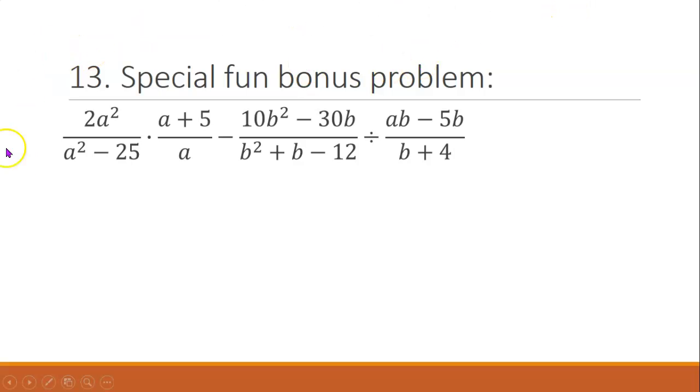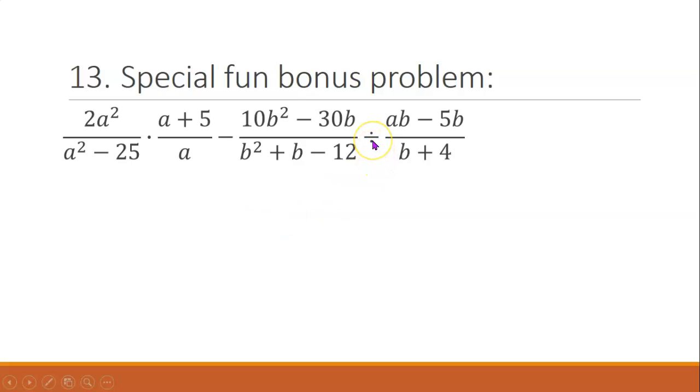So let's look at what all we've got going on here. We've got one rational expression, one fractional expression here, times another one, minus another fraction, divided by another fraction. And remember the order of operations. Multiplications and divisions come before additions and subtractions. So we would have to do the multiplication here and the division here before we worry about the subtraction.